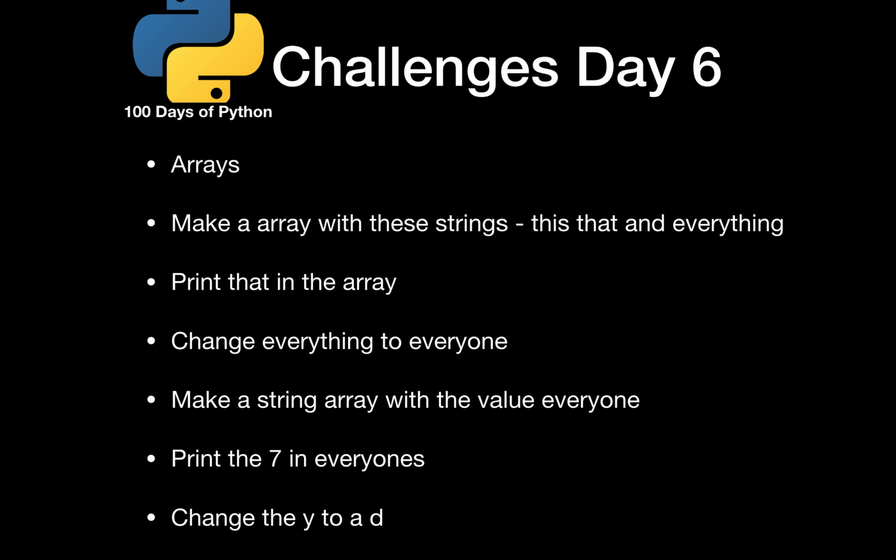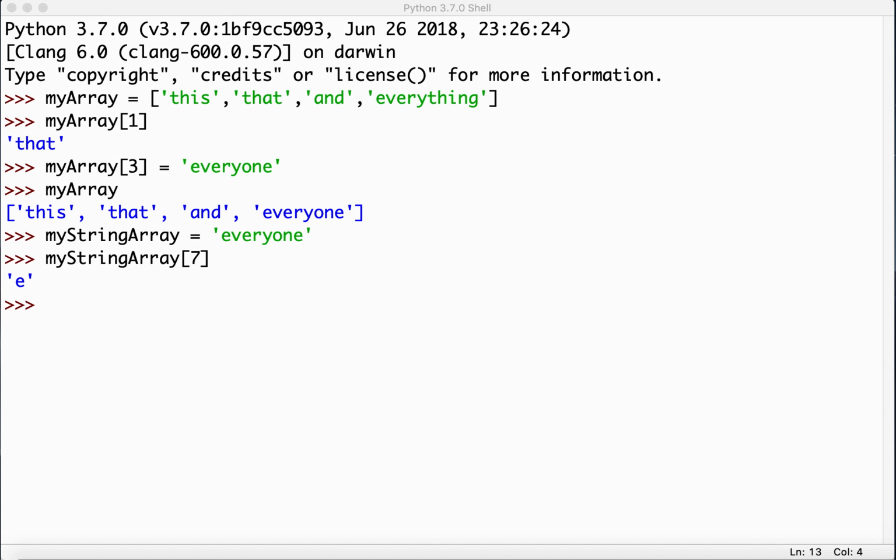Last bit, this one's very tricky. Change the letter Y to a D. Okay, so that looks very weird down the bottom there. I might put some inverted commas around my challenges next time. Change the Y to D. Okay, that's what I mean. All right, now this one's really tricky.